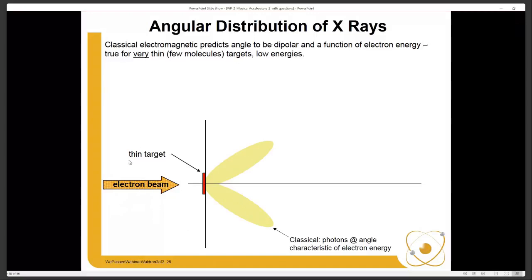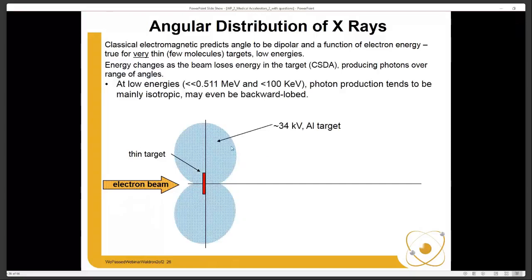However, our targets cannot be just a few molecules thick. Our targets must be, usually we're talking about a millimeter of tungsten thick. And so what happens is the electron beam loses energy immediately as it enters the target. And so instead of having a single electron energy undergoing Bremsstrahlung, we have many, many energies. This tends to produce an almost isotropic distribution, although it's usually somewhat lobed, depending upon energy.